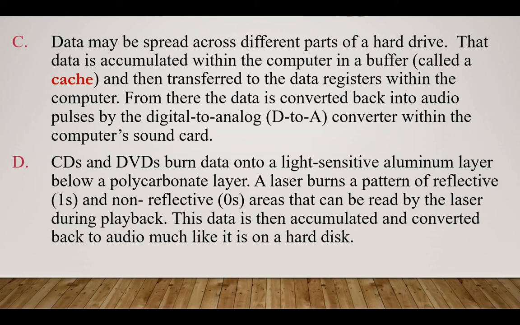CDs and DVDs burn data onto a light-sensitive aluminum layer below a polycarbonate layer. A laser will burn a pattern of reflective and non-reflective areas that can be read by the laser during playback. So that's basically the manifestation of how we get the computer language, the ones and zeros, where it actually has all the information that is stored. That data is then going to be accumulated and converted back to audio, much like it is on a hard disk.